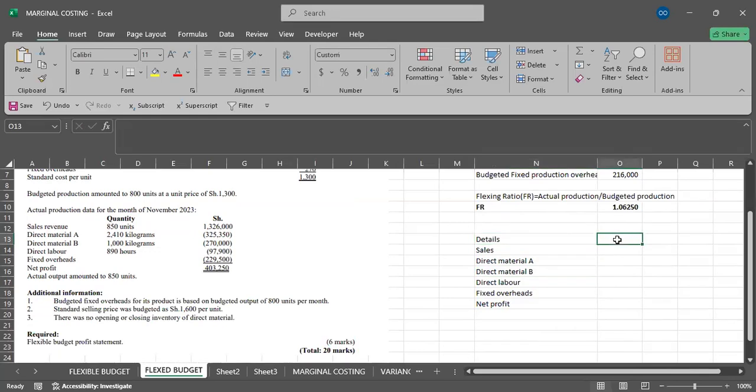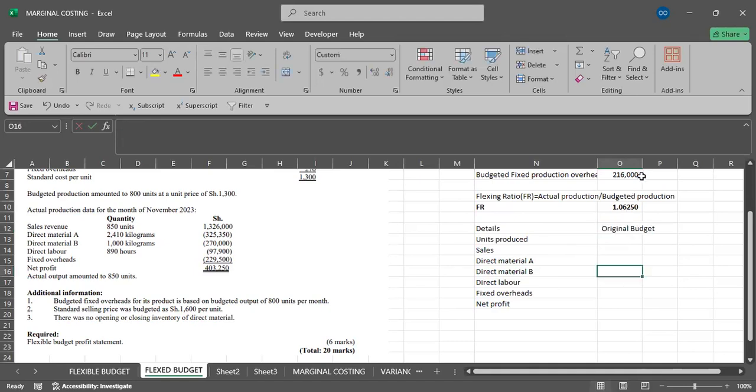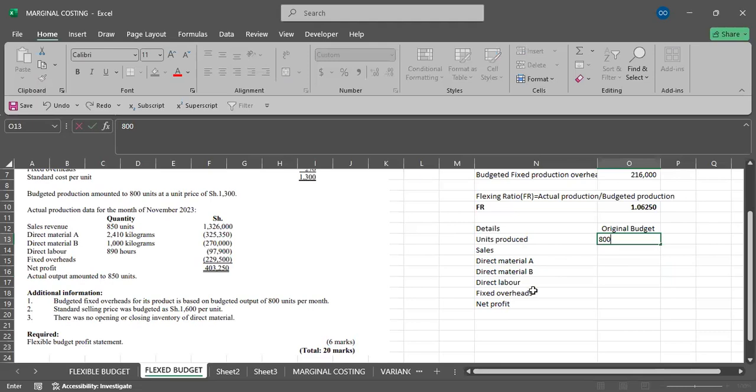Good. Under details, let's start with a very important thing here, which is units produced. We start with the first part, that is the budget, the original or initial budget. They budgeted to produce how many units? They budgeted to produce 800 units.